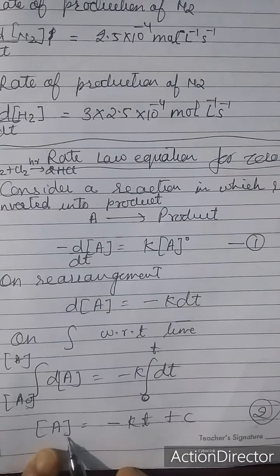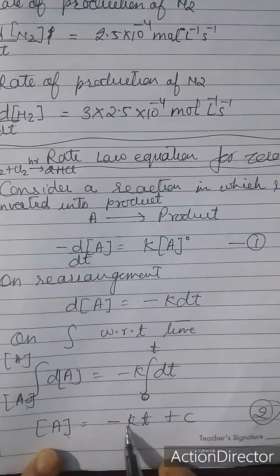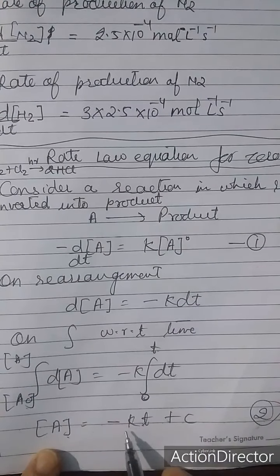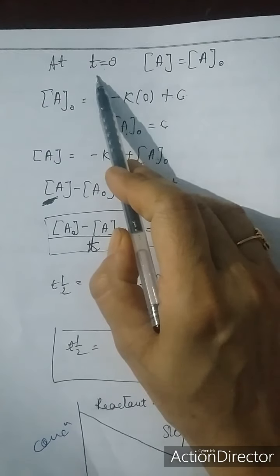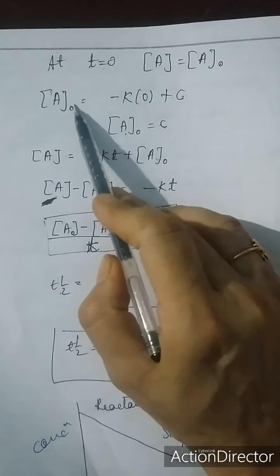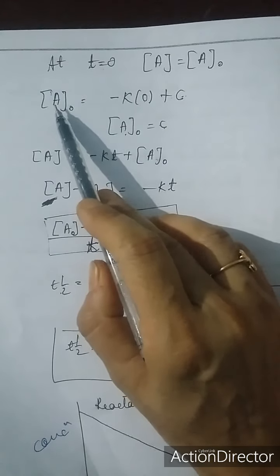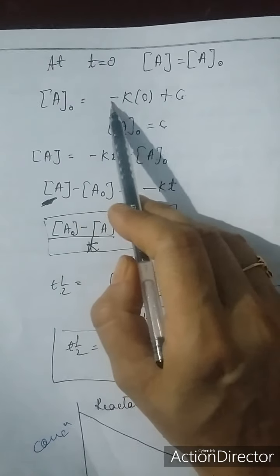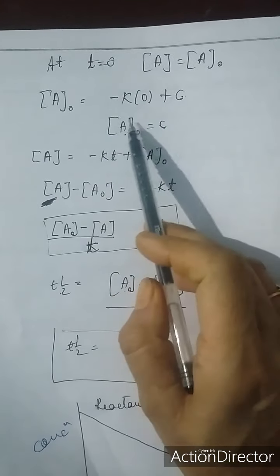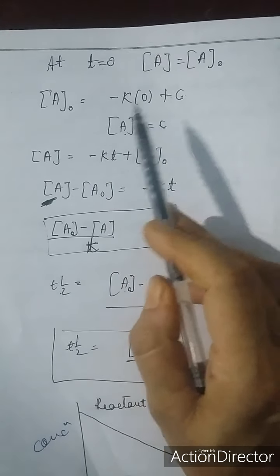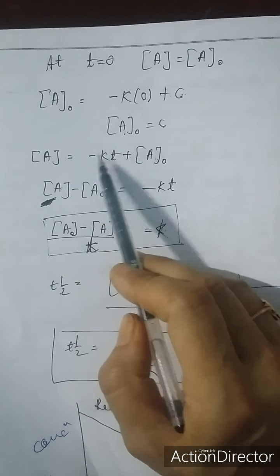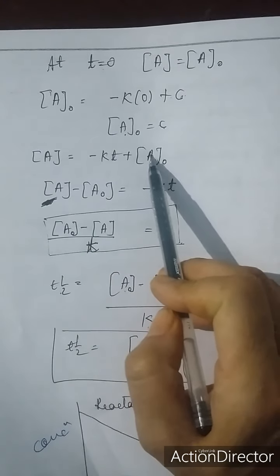So that will be A is equal to minus kt plus C. At time t equal to 0, A is equal to A0. So in our previous equation, we'll put the value. Instead of A, you will write A0 is equal to minus k, t you will write 0, plus C. So A0 will be equal to C. Now from this you are getting the value of C, so we will put it in this equation, A is equal to minus kt plus C. So C you will be putting as A0.